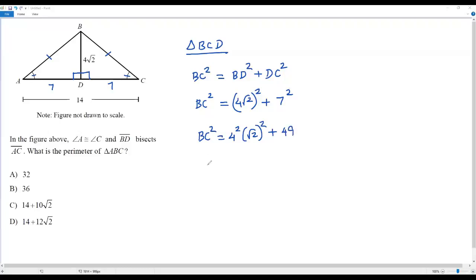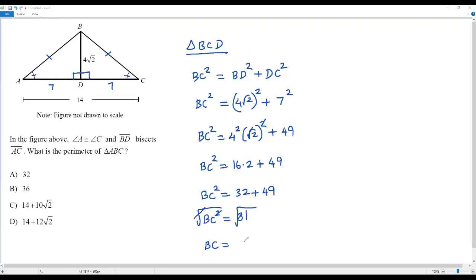So BC square equals, the value of 4 square is 16, and the square root and square cancel out, 16 times 2 plus 49. So BC square equals 16 times 2 is 32 plus 49. When I add 32 and 49, I am getting 81. But I need the length of BC. For that I have to get rid of the square, so I am taking the square root on both sides. When I take the square root on both sides, the square will cancel out, and BC equals, when I take the square root of 81, I am getting 9.